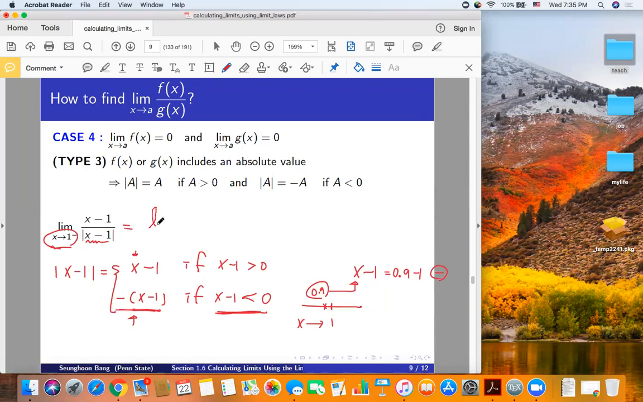So we have the limit as x approaches 1 from the left of x minus 1 over negative x minus 1. What happens? X minus 1 is crossed out. So we have the limit as x approaches 1 from the left of 1 over minus 1, which is negative 1. The limit of the constant minus 1 is exactly the constant minus 1. So that's it. This is the whole idea for solving this problem.